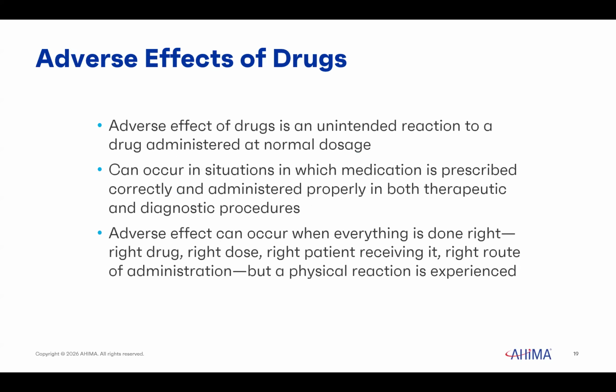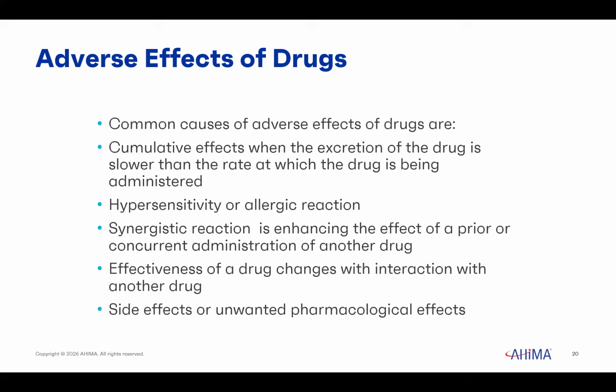Adverse effects are an unintended reaction that occur even when the drug is done correctly. We have the right person, the right medication, everything is done. It's a known effect typically. How do we get adverse effects? We can get them because of cumulative effects, where the excretion of a drug is slower than the rate that the drug is being administered. Allergic reactions, synergistic reactions, like if somebody's taking antidepressants with alcohol or something like that. And then there are just known side effects as well.